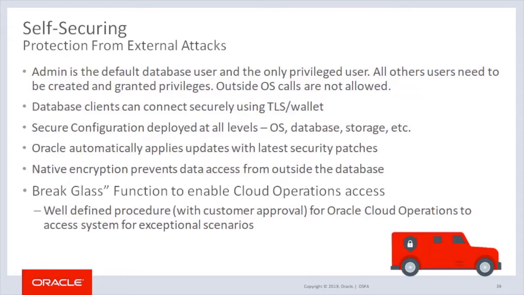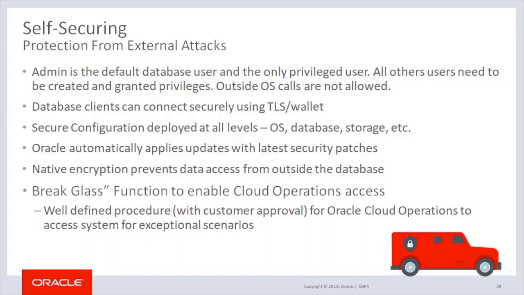In Autonomous Database, no logins are allowed to the OS, no root or sysdba logins are allowed. The only allowed logins are as admin, the privileged default Autonomous Database user, or a regular database user. No callouts to the OS are allowed from Autonomous Database. This prevents installing or modifying any software on the system. Database clients can connect securely using a TLS wallet.